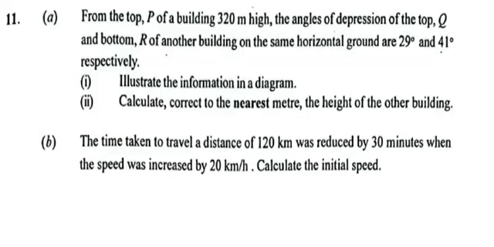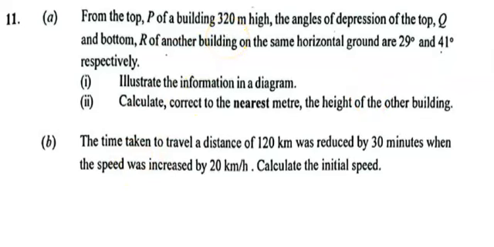In this video, I'm solving question number 11 for WASSCE 2023, Core Mathematics. So let's start. From the top P of a building, 320 meters high, the angles of depression of the top T and bottom R of another building on the same horizontal ground are 29 degrees and 41 degrees respectively. We have to illustrate the information in a diagram. Then the second part, we have to calculate the height of the other building correct to the nearest meter.